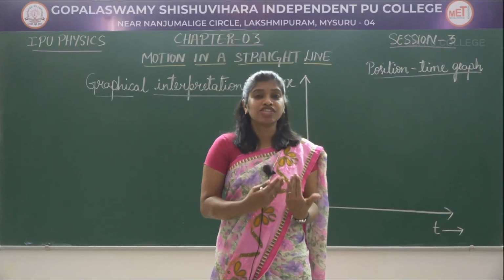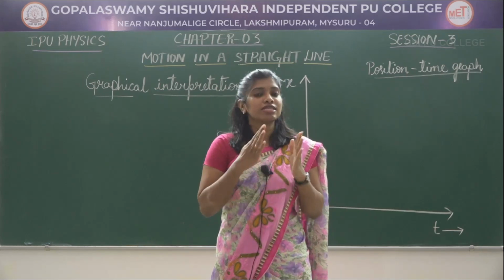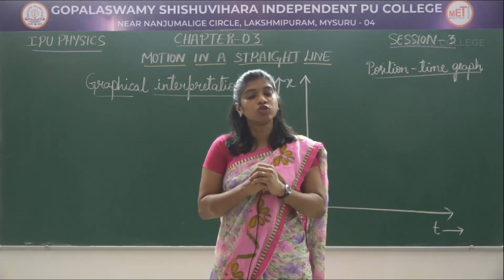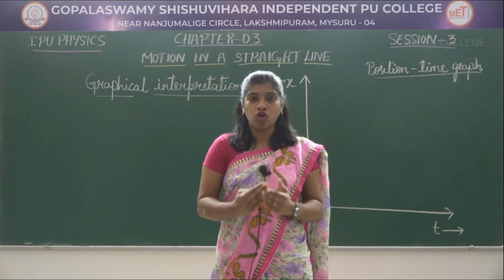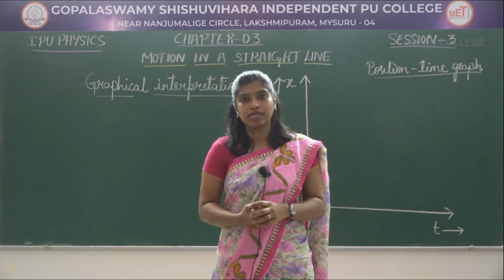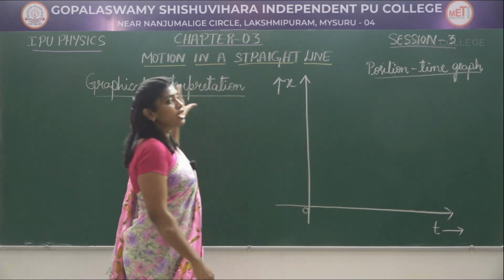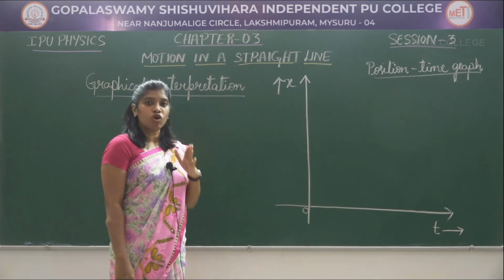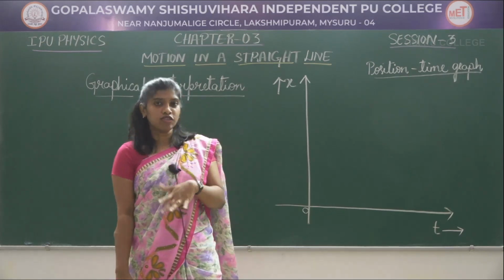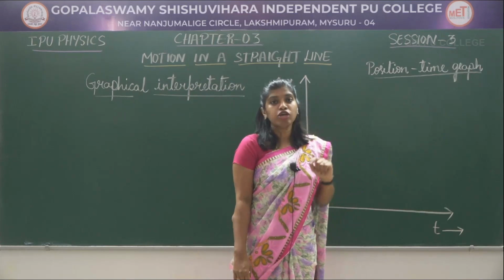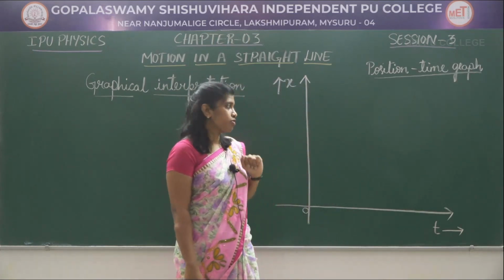So in the previous session we had discussed speed and velocity. Along with speed and velocity we also discussed average velocity and instantaneous velocity. Today in this session we are going to discuss the graphical interpretation of average velocity and instantaneous velocity using a position time graph. So what is a position time graph?